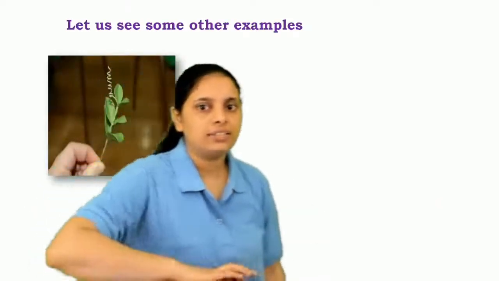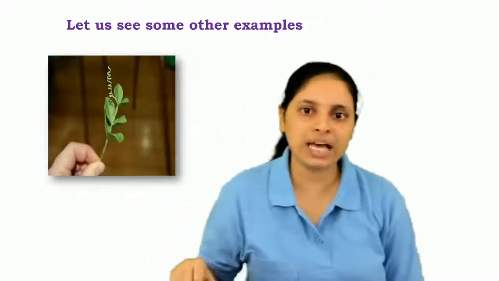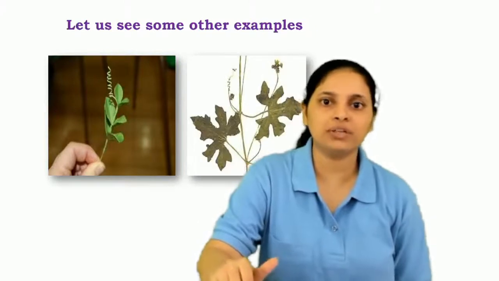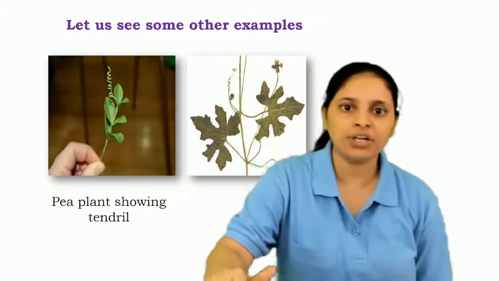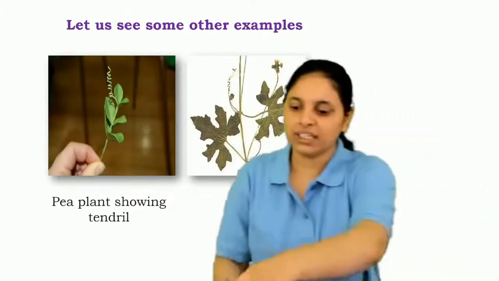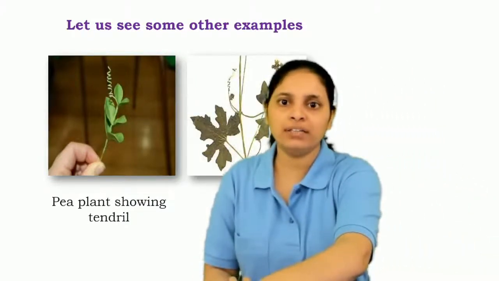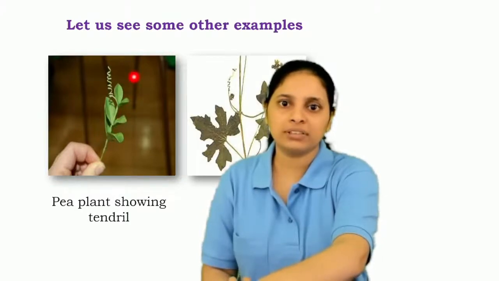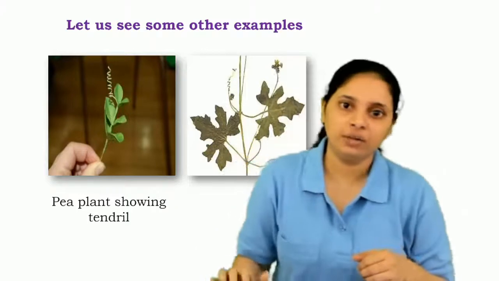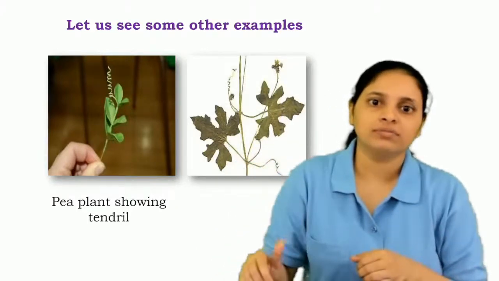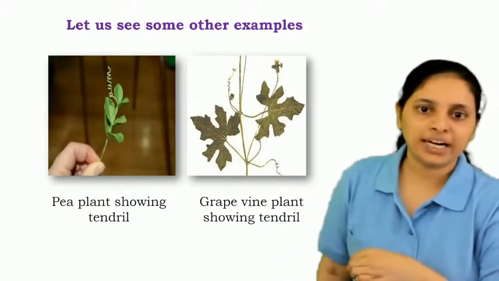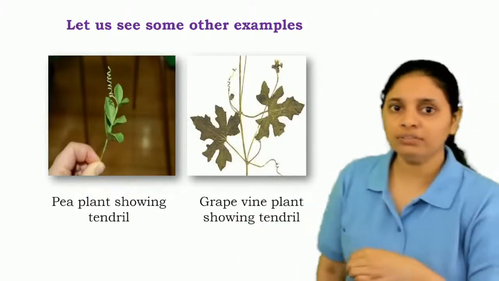Okay, let us see some more examples. Okay, tropic movements के कुछ और examples देख लेते हैं. Now here you can see pea plant showing this coil like structure. ये दिख रहा है, ऐसा pea plant में होता है ना, ये देखो डायग्राम में सब लोग, ये ऐसे coiled structure जो है, this is a tendril. Okay, also here next diagram जो है, here also you can see a grapevine, right? The plant which is showing tendril.